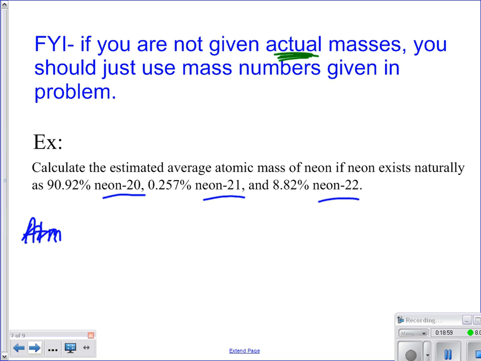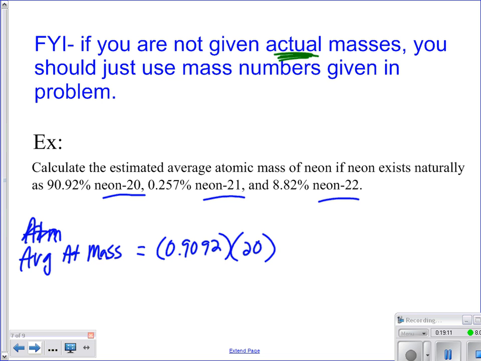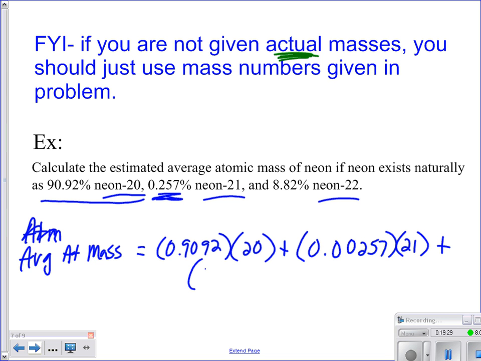Oops. That should say average atomic mass equals, so we would have 0.9092 times 20. So I've just done those guys. Plus, make sure you don't let this trick you. You still have to divide by 100. So it's 0.00257 times 21, and then plus our last one of 0.0882 times 22. And you should be able to go through and get an answer. And in theory, those answers that we get should be the same masses that you see on the periodic table.